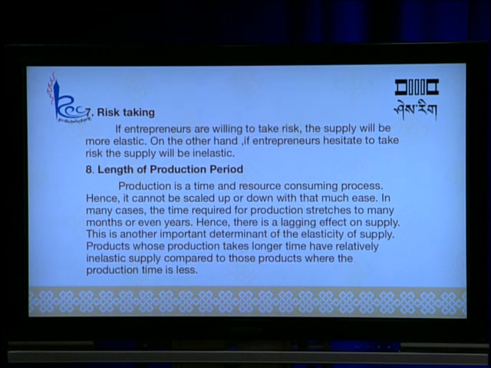So, in the case where the time taken is long, supply will be inelastic compared to those products where production time is less. So, if the time taken is longer, it is inelastic. If the time taken is short, then it would be elastic.